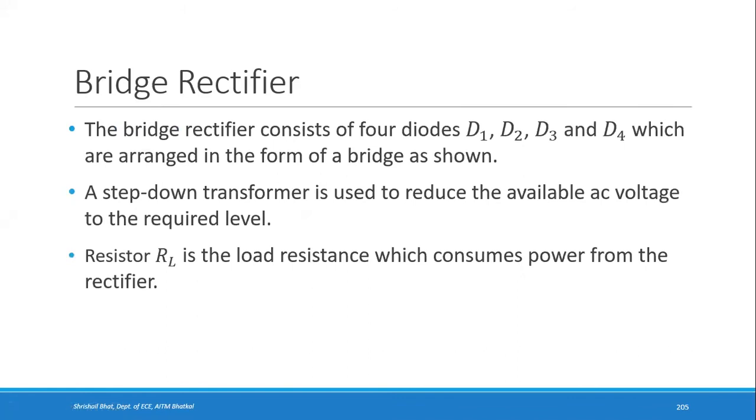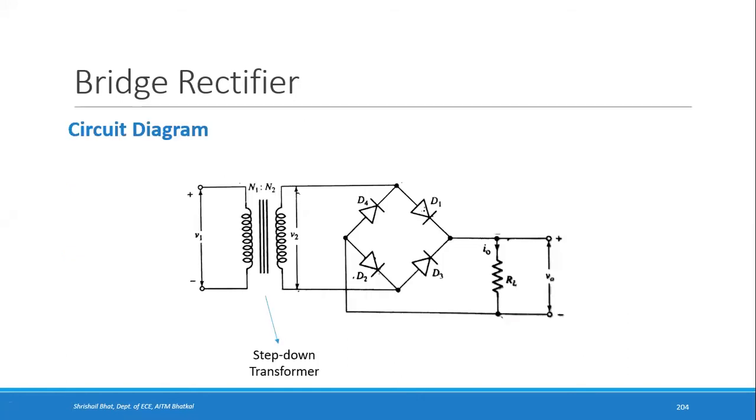As I said, there are four diodes D1, D2, D3, D4, which are arranged in the form of a bridge, so you call it a bridge rectifier. It's basically a full wave rectifier. Sometimes we also call it a full wave bridge rectifier.